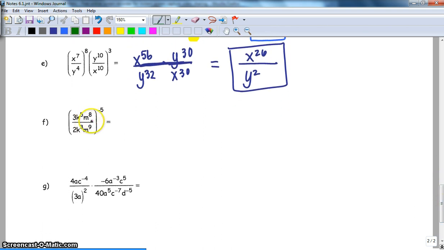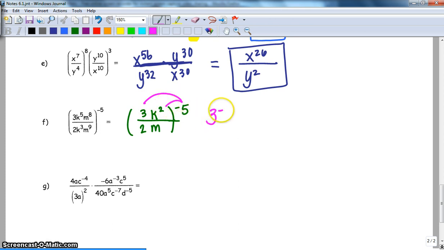Next, if you want, you can take this negative 5 and you can go ahead and use it right now. However, I would recommend simplifying the inside first. So the 3 over 2 is already good. That can't reduce anymore. K to the 5th, k to the 3rd. We subtract our exponents and should get k to the 2nd. 9 minus 8 is just m on the bottom. So now this is simplified, and now I will take this negative 5.